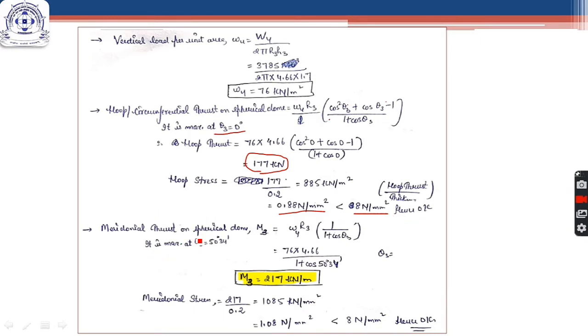And the meridional thrust we will calculate as WR into 1 upon 1 plus cos theta, where theta will be 50 degree 34 minutes. So we are getting the meridional thrust as this. So we calculate the meridional stress by dividing with the thickness of the spherical dome, and we check.